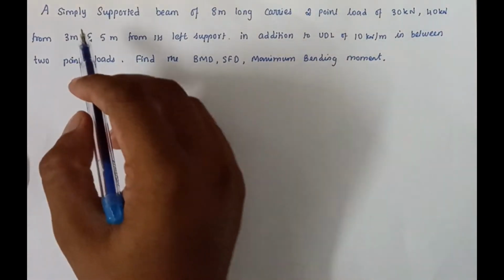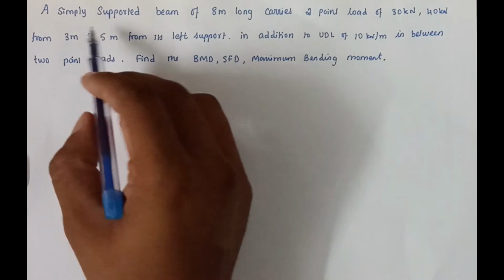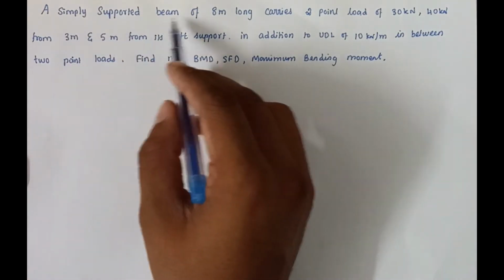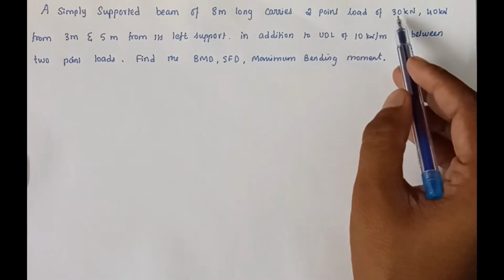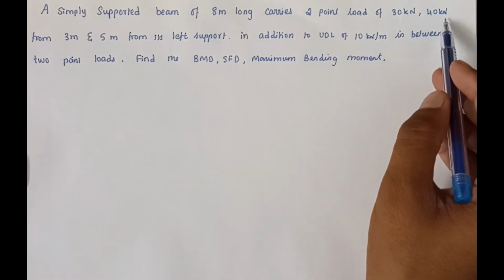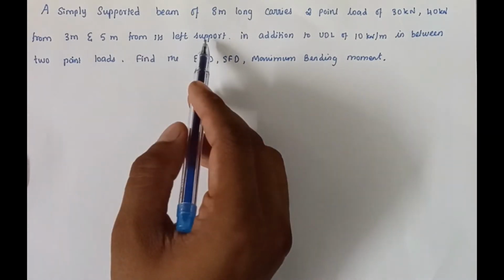Hello friends, today we are going to see the problem related with the bending moment and shear force diagram. So the problem is a simply supported beam of 8 meter long carries 2 point loads of 30 kN and 40 kN at 3 meter and 5 meter from its left support.